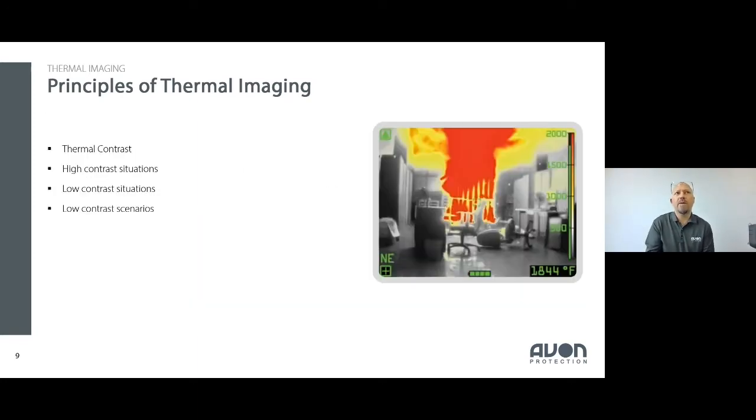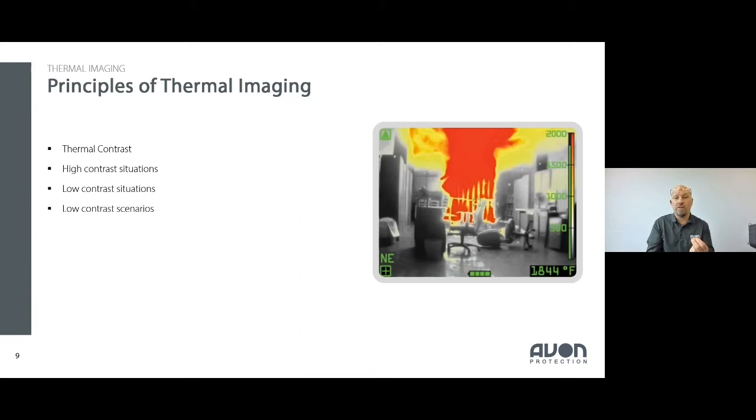So we talked about principles of thermal imaging and thermal contrast. As I described earlier, thermal contrast refers to the temperature differences between objects within the scene. Thermal contrast must exist to produce a thermal image. High contrast situations produce images with greater detail that are easy to interpret. The reverse is the opposite. Low contrast situations, and we talked about water earlier on, and how water is just a uniform temperature, and so there's no contrast.